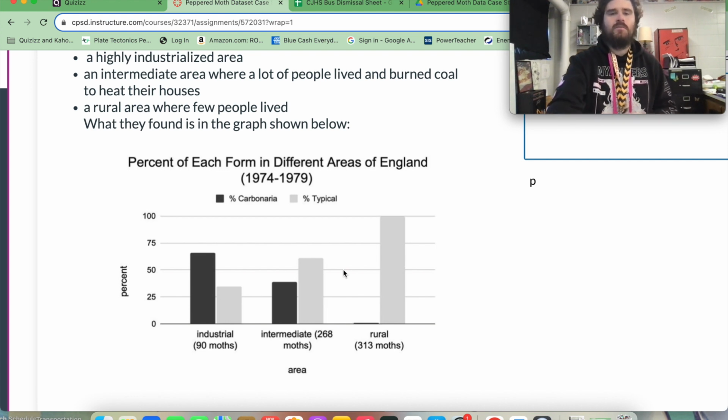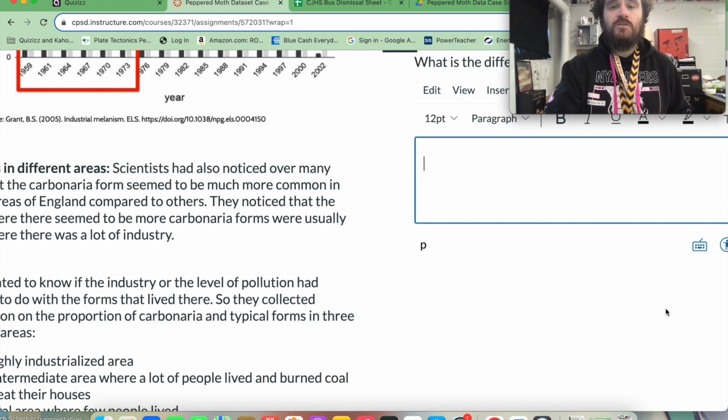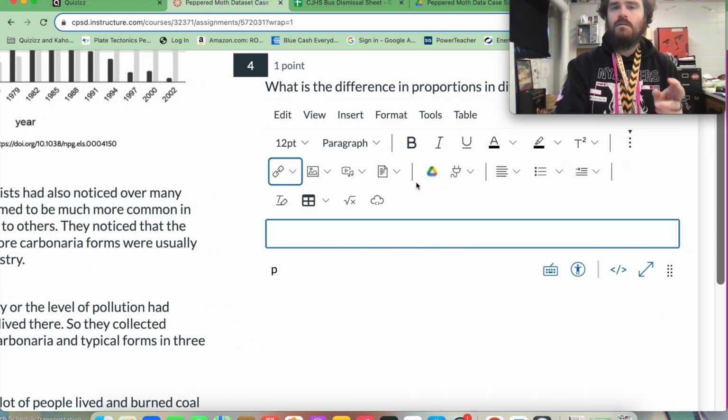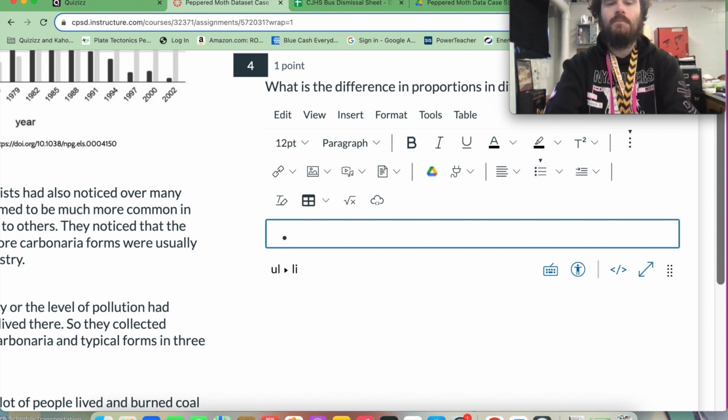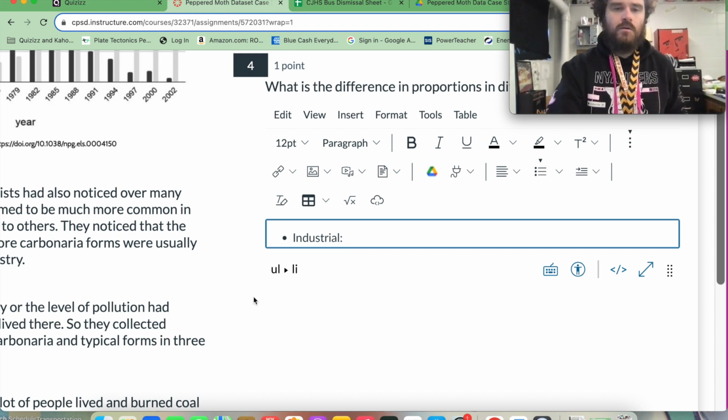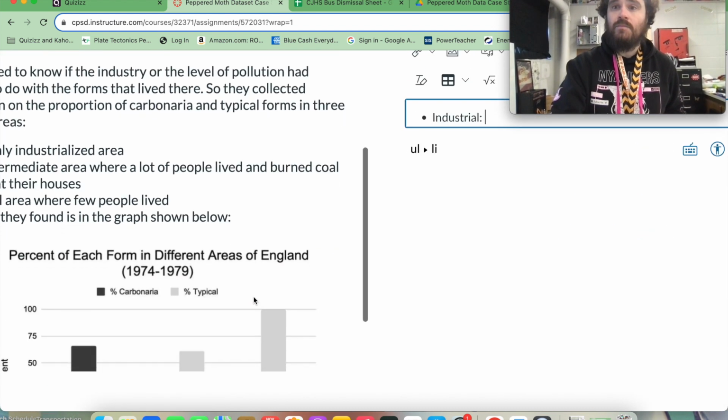Let's find out why. Let's see what we got. So what I'm going to recommend you do, since we want to know each area, let's make it easy. I know it says essay, but I don't know about y'all, I love a good bullet point. So put a bullet point and put industrial, if I can spell. So if we look at the industrial area, we've got to guess our graph again.